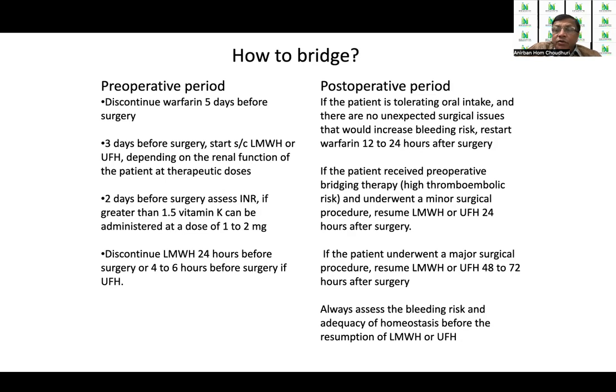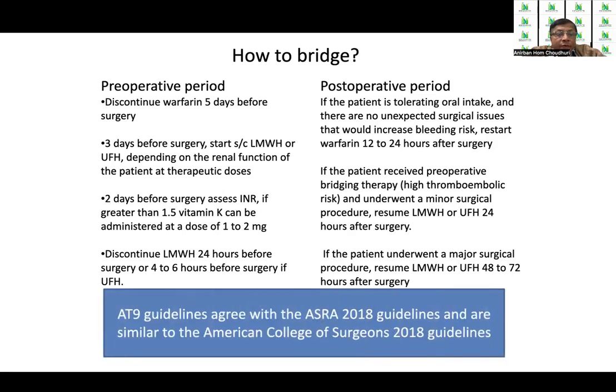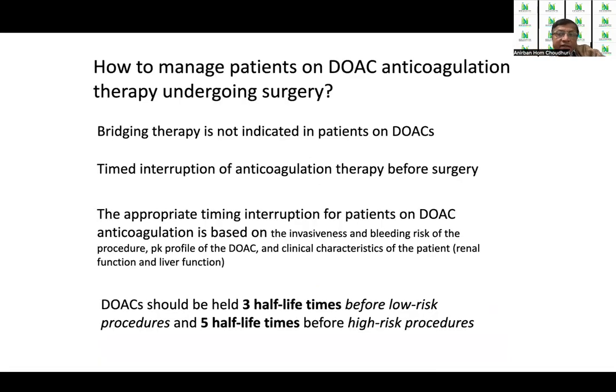So it is important for the surgeons to say whether they are comfortable with their surgery, and whether they see that the tissues have a greater tendency to bleed. If they can give an opinion, the same should be considered. So these guidelines agree with the ASRA 2018 guidelines, and they are also similar to the American College of Surgeons 2018 guidelines.